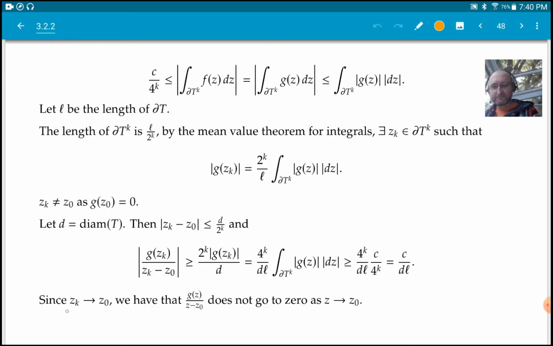Therefore, because we have that zk goes to z0, this thing cannot possibly go to 0 as z goes to z0, meaning f is not complex differentiable at z0, which is what we wanted to prove.